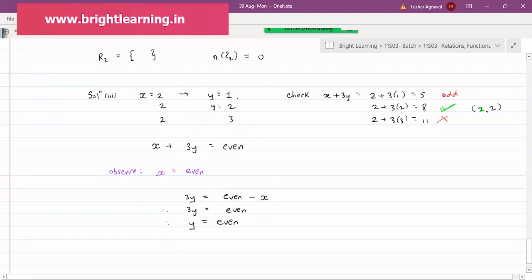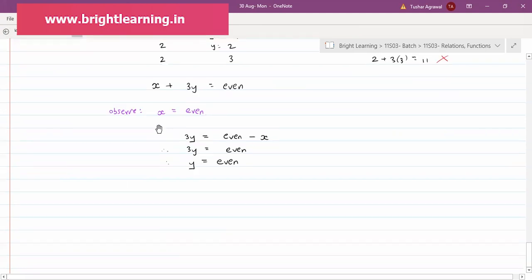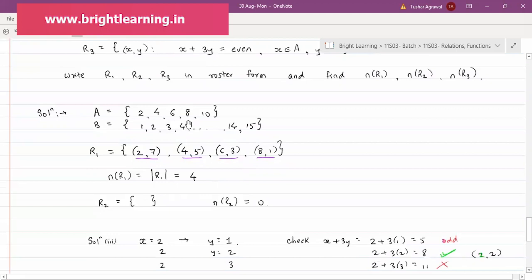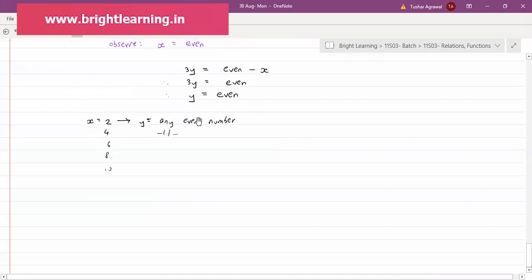So the condition, if you want x plus 3y to be even, is to take y to be an even number. Now once you get this result, you can take x equal to 2 and y equal to any even number. You can take x equal to 4, y equal to any even number, x equal to 6, 8, 10, and so on. So how many y's can 2 get paired up with? What is the range? y is varying from 1 to 15. So how many even numbers occur in the range from 1 to 15? 7. So 2 can get paired up with 7 different even numbers.